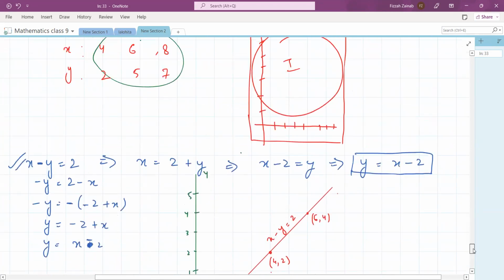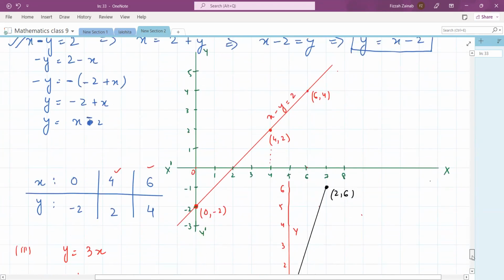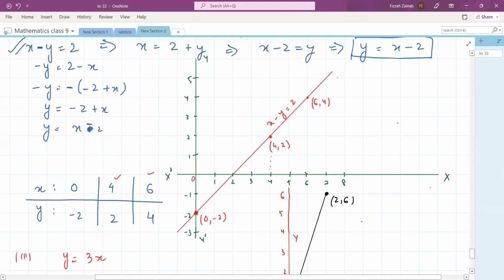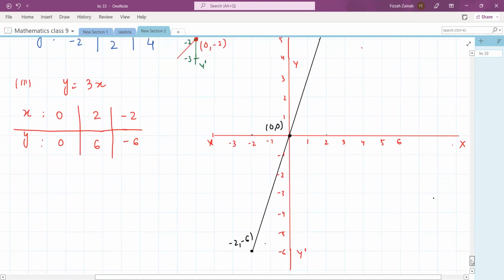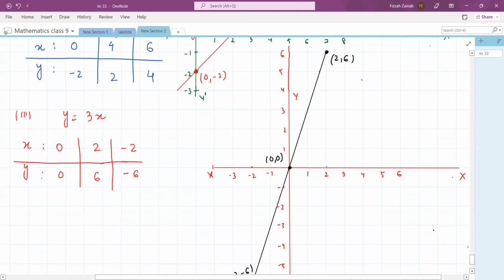First of all, if you see the second graph, this is also not passing through the origin. Why? Because 0, 0 is not the solution of this equation. But the third graph, you can see when your constant term is 0, it is passing through the origin. Is this clear?